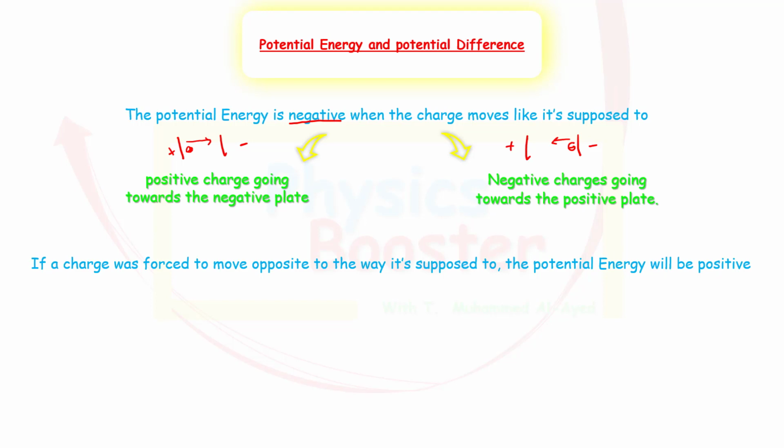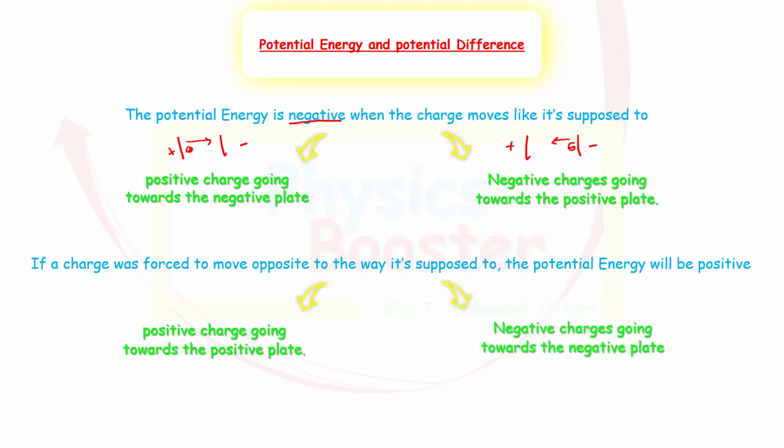But if the charge was forced to move opposite to the way it's supposed to, in other words, if I had to push the positive charge towards a positive plate, we know that positive charges will repel. But if I'm forcing it to move towards the positive plate, the potential energy will have a positive sign. And that also goes for the negative charges. If I'm pushing a negative charge towards a negative plate, the potential energy for this charge will have a positive sign.